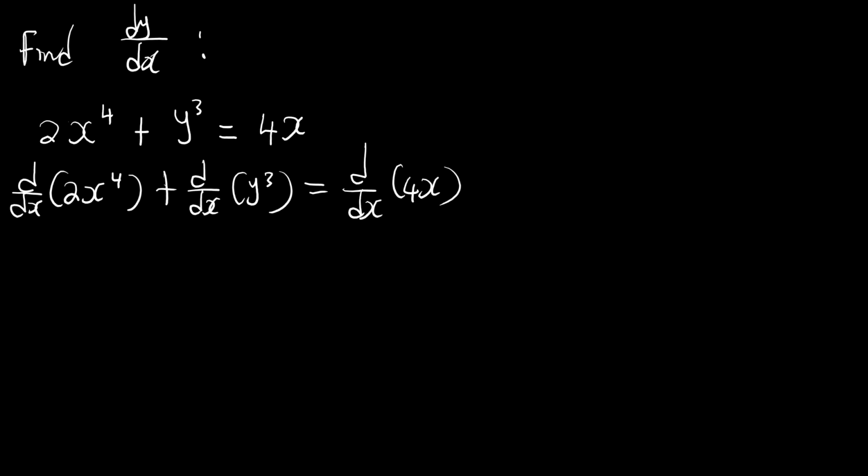The derivative of 2x to the exponent 4 is going to give us 8x cubed, plus the derivative of y cubed. As I said, we can still write y cubed as f of x, because y is still the same as f of x, all to the exponent 3.